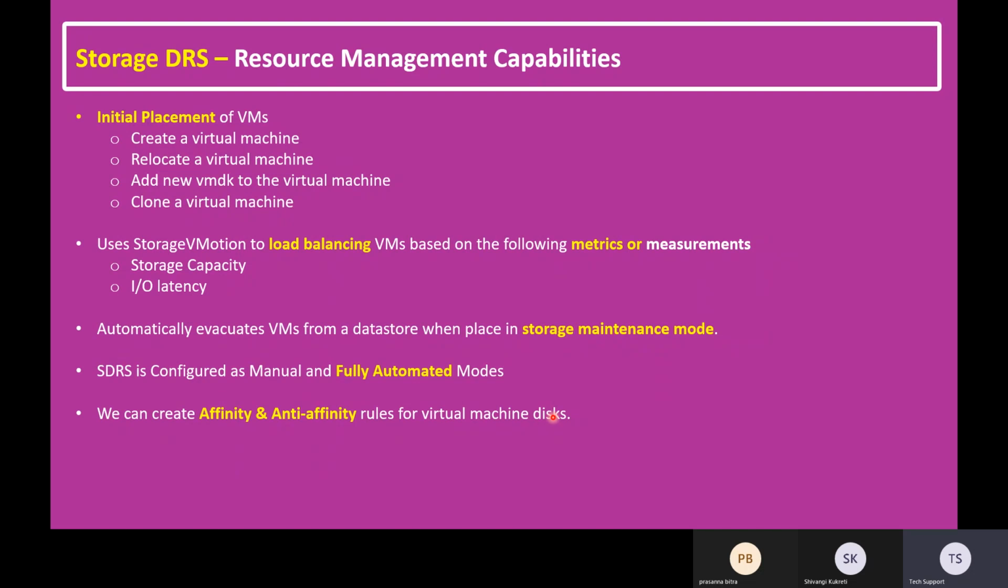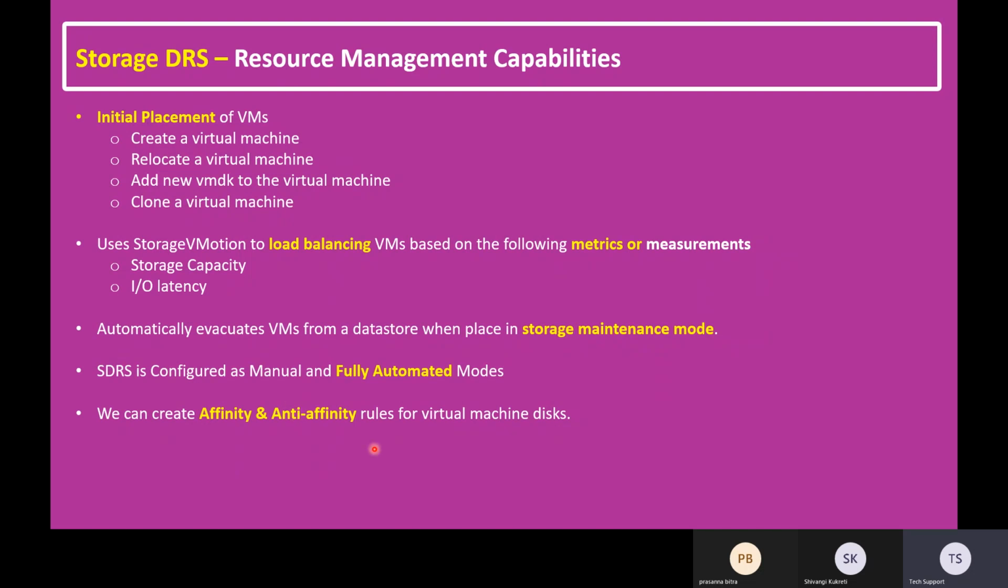Affinity means virtual machine files are stored together on the same data store. By default, all our virtual machines follow the affinity rule. Even VMware says that if you want to divide your virtual machine disks, let's say I have one Windows virtual machine with two disks, C drive 100 GB and D drive 100 GB.